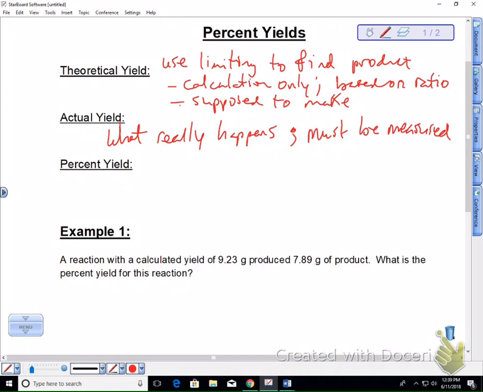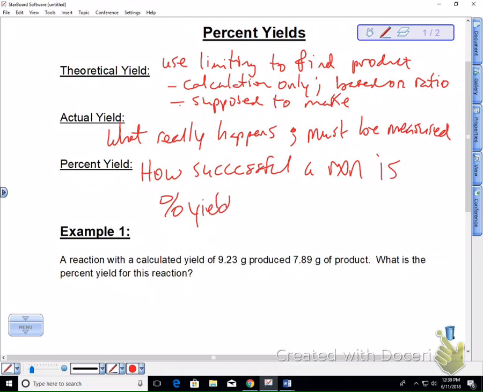So the percent yield really is just a measure of how successful a reaction is. We have a little equation for that. I'm going to call percent yield, give it kind of this symbol here, percent yield. It is equal to the actual over the theoretical.